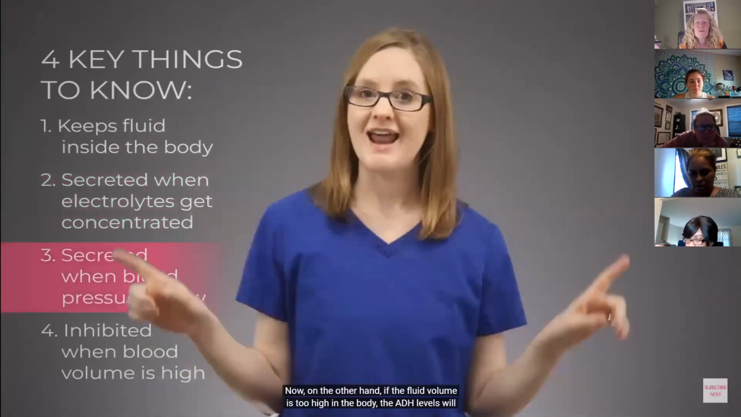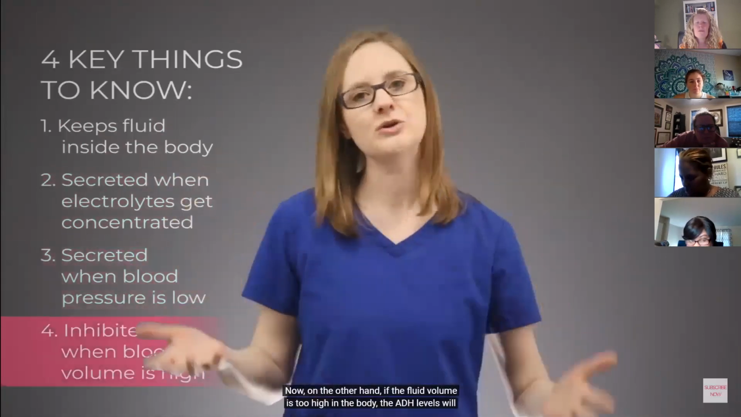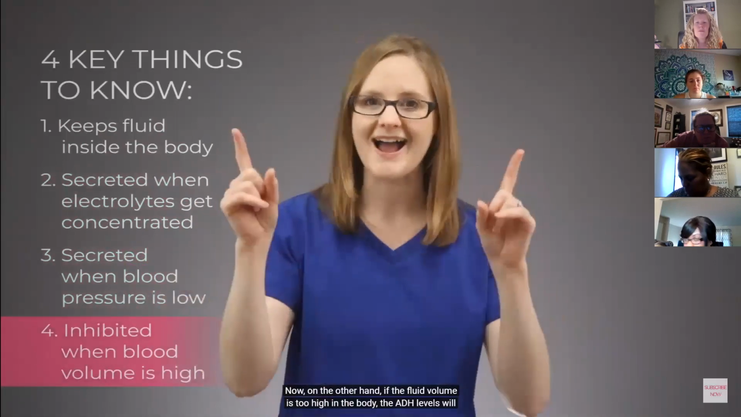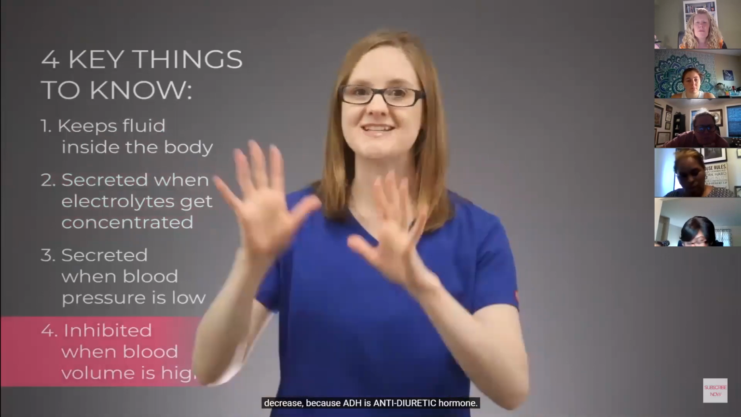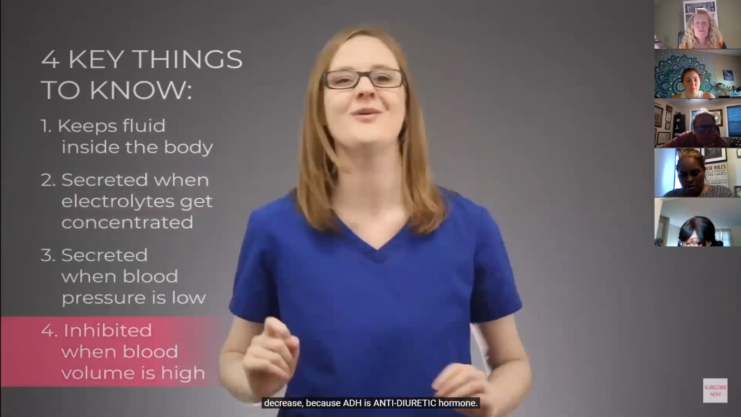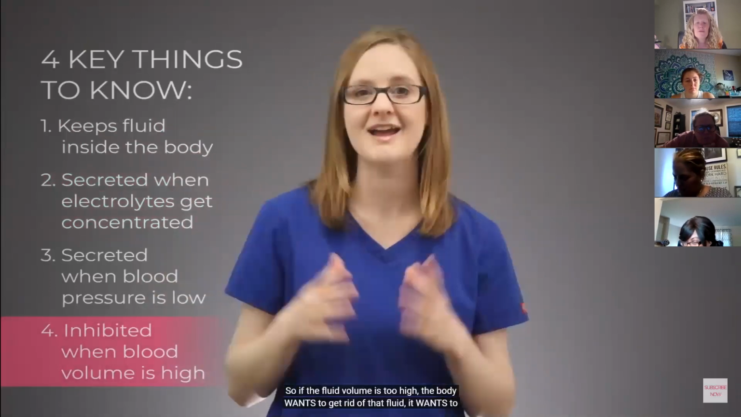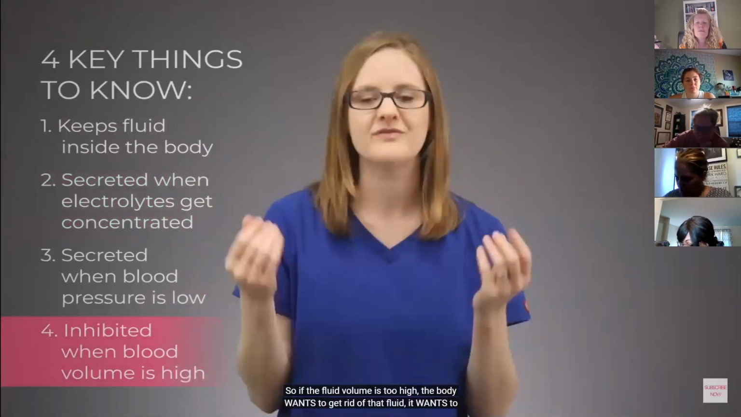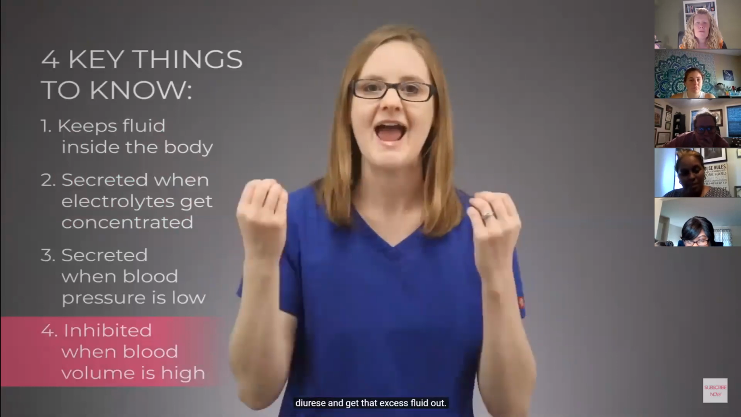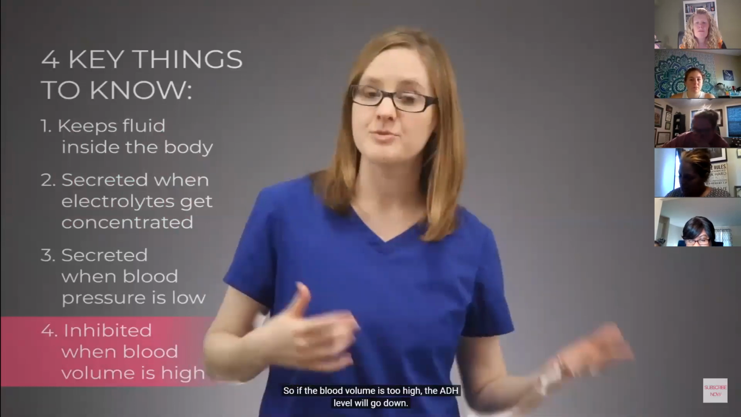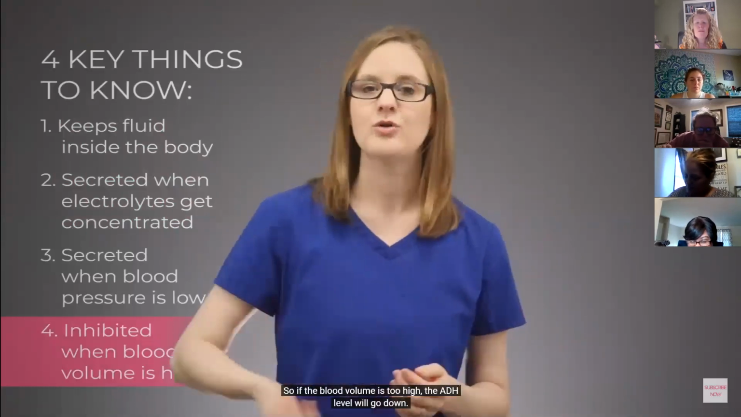Now, on the other hand, if the fluid volume in the body is too high, the ADH level will decrease because ADH is anti-diuretic hormone. So if the fluid volume is too high, the body wants to get rid of that fluid. It wants to diurese and get that excess fluid out. So if the blood volume is too high, the ADH level will go down.